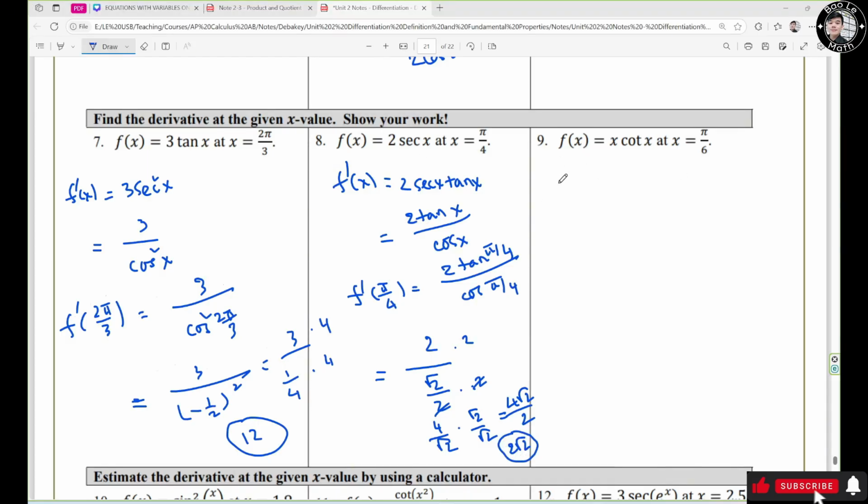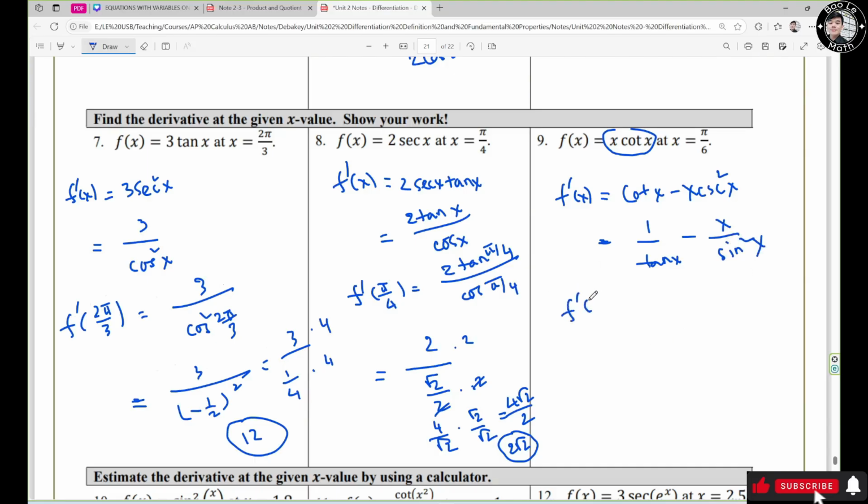Now question 9. F prime of s, we're going to use the product rule. So the derivative of s equals 1, times cotangent s, plus s times the derivative of cotangent s, which is negative cosecant squared of s. So I have negative s times cosecant squared of s. Now I need to convert cotangent s to tangent s. So it can be 1 over tangent s. Now minus cosecant squared of s, which is 1 over sine squared of s. So it can be s over sine squared of s.